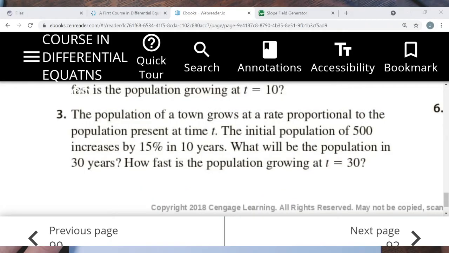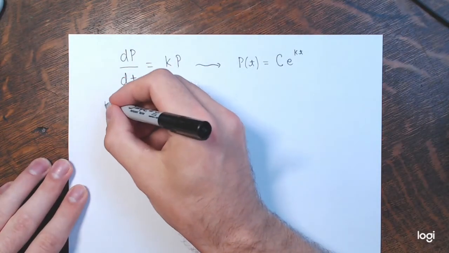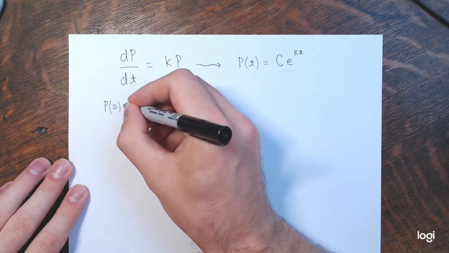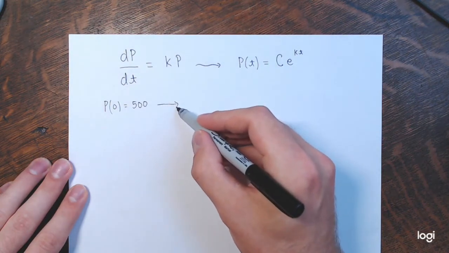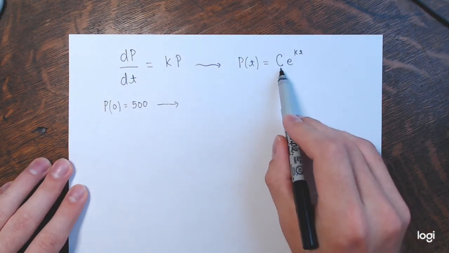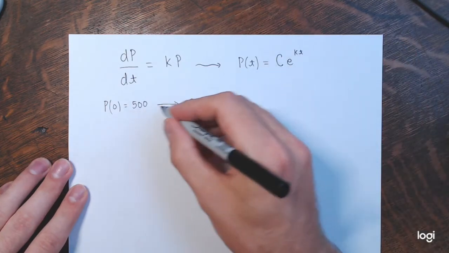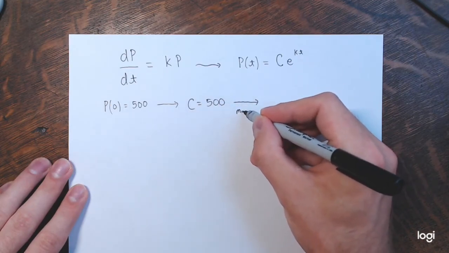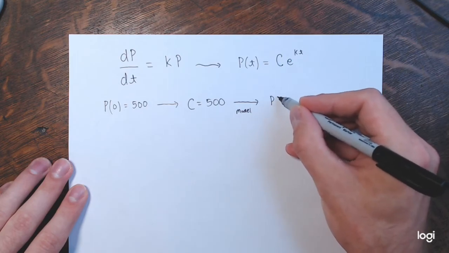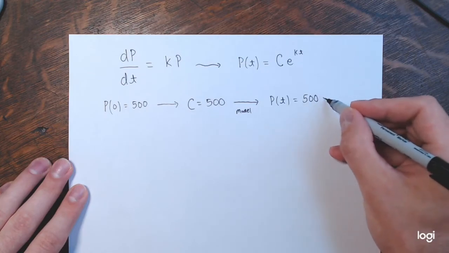All right. The initial population of 500. So they're telling us that the initial population is 500. Basically, like in the previous problem, that means that this constant c I have here is going to be 500. Just replace t with 0 and you'll see that. All right, so now the model looks like this: P of t equals 500 times e to the kt.